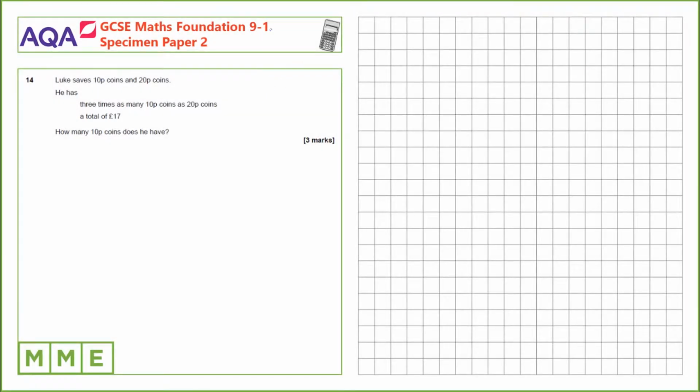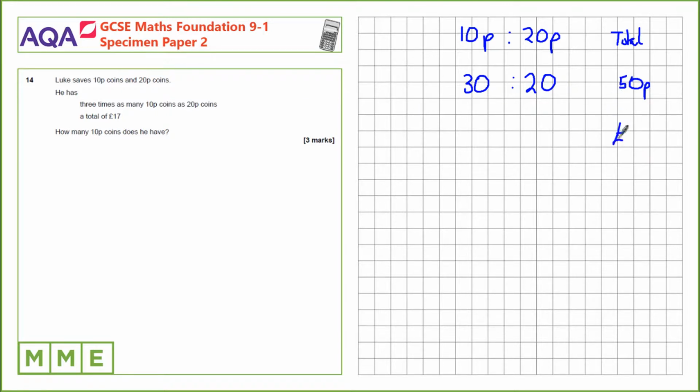Question 14. Luke saves 10p coins and 20p coins. He has 3 times as many 10p coins as 20p coins, and a total of £17. How many 10p coins does he have? So, we've been given the ratio of 10p coins to 20p coins, and if he's got 3 times as many 10p coins as 20p coins, for every 20 pence, he's going to have 30 pence in 10p coins. The total here is 50 pence.